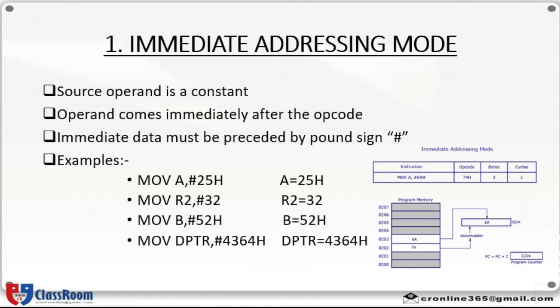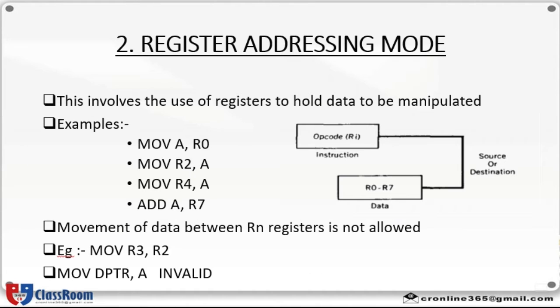Next one is register addressing mode. Register addressing mode involves the use of registers to hold data to be manipulated. You know that there are 34 general purpose or working registers. These registers are arranged as 4 banks, as I have already taught in the architecture. So we know that there are mainly 9 registers: the accumulator, B register and R0 to R7 registers. Register addressing mode mainly deals with copying data in these registers.